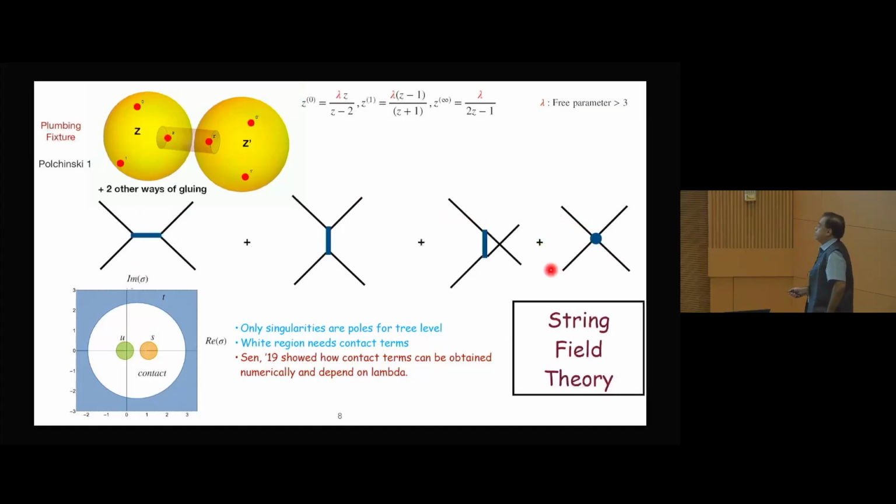Now, very strangely to me, the first time that this was ever explicitly demonstrated, for example, for the Virasoro-Shapiro amplitude, was in a paper by Ashoke Sen from 2019, where he had a formula for these contact diagrams, and that formula was in terms of a regular integral, and that integral could only be evaluated numerically. But the key fact is that there is a parameter that is left over, and the contact diagrams depend on this parameter lambda.